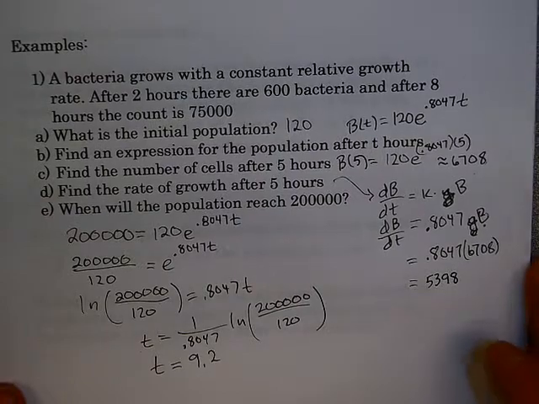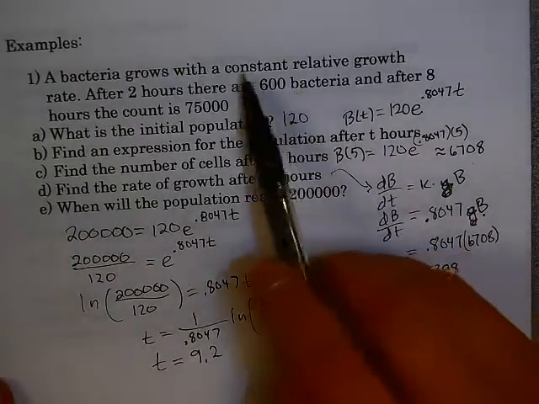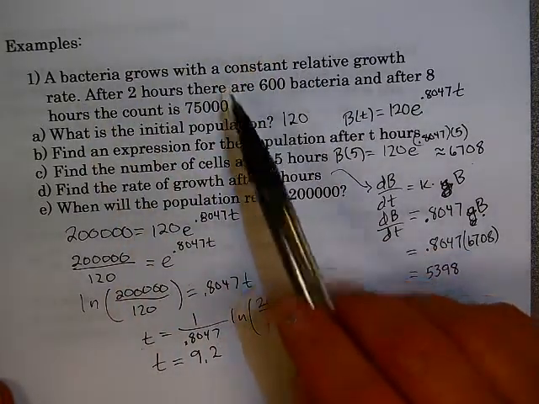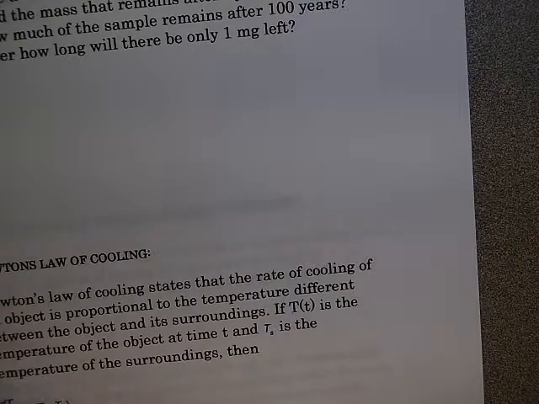So a fast-growing bacteria population. The key to this was the idea that it grows at a constant relative growth rate, which means that the rate of change is proportional to the amount present. Let's do a half-life problem maybe, since we talked about laws of exponential decay also.